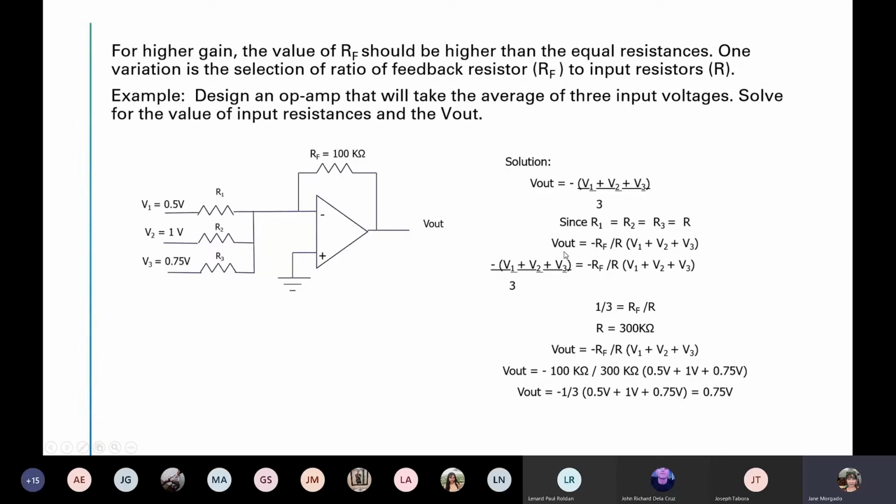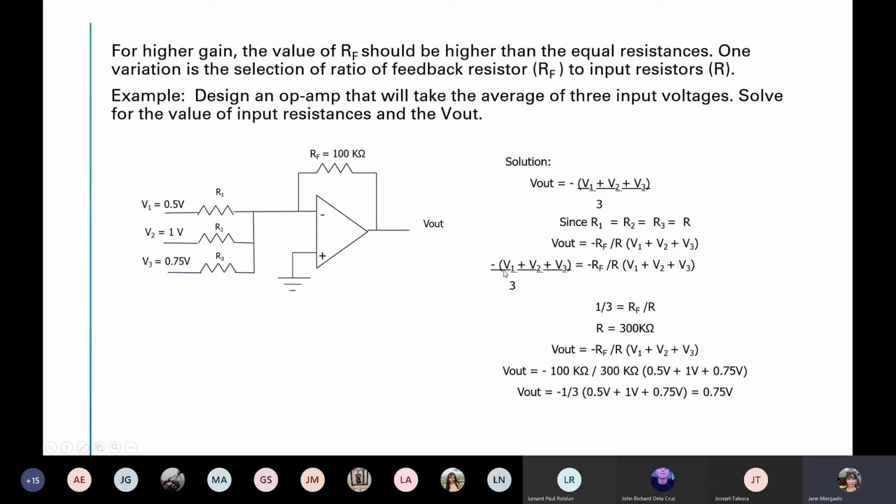We also have a second equation for V out. If all input resistances are equal, V out is also equal to negative RF over R times (V1 plus V2 plus V3). And then equate V out 1 and V out 2. So we just equate the two equations for V out, such that negative (V1 plus V2 plus V3) over 3 is equal to negative RF over R times (V1 plus V2 plus V3).